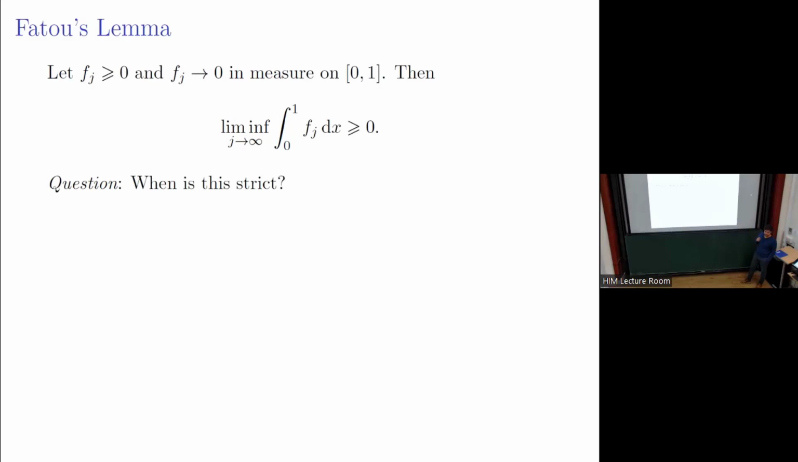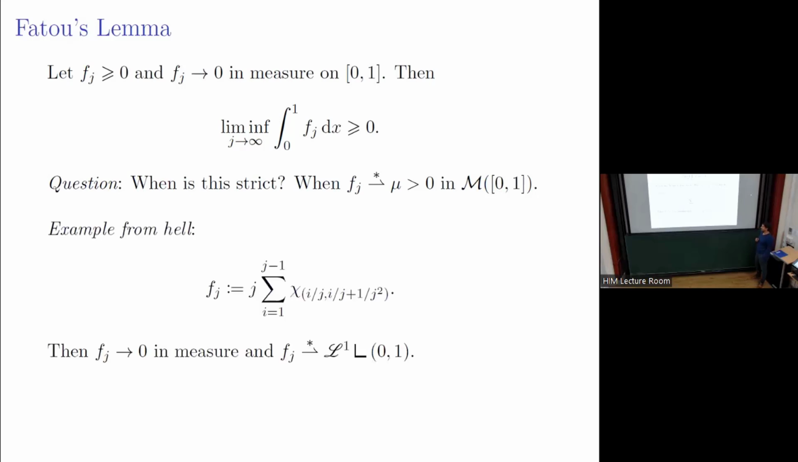So when can the equality fail there? When is the inequality strict? Well, we know that whenever these converge weakly star to a measure that's strictly positive, at least on some set, so when they concentrate in the limit. And what would be an example of this? I chose an example that, if someone told me this in undergrad, I probably would have quit math.